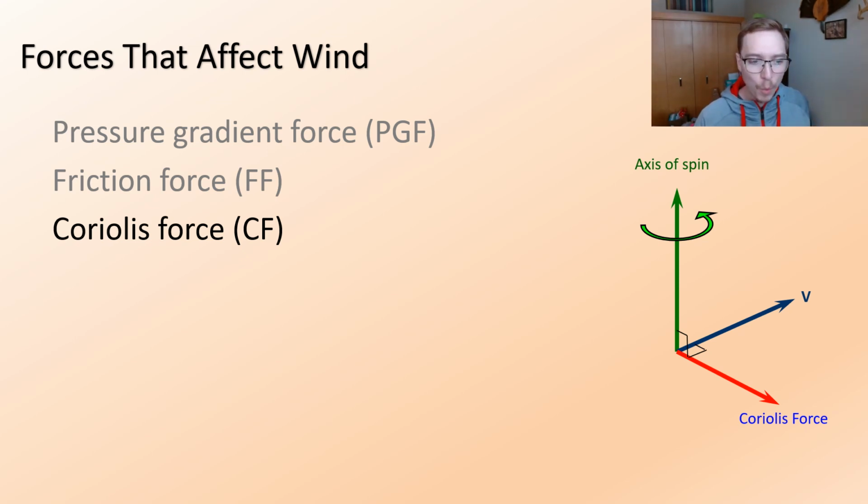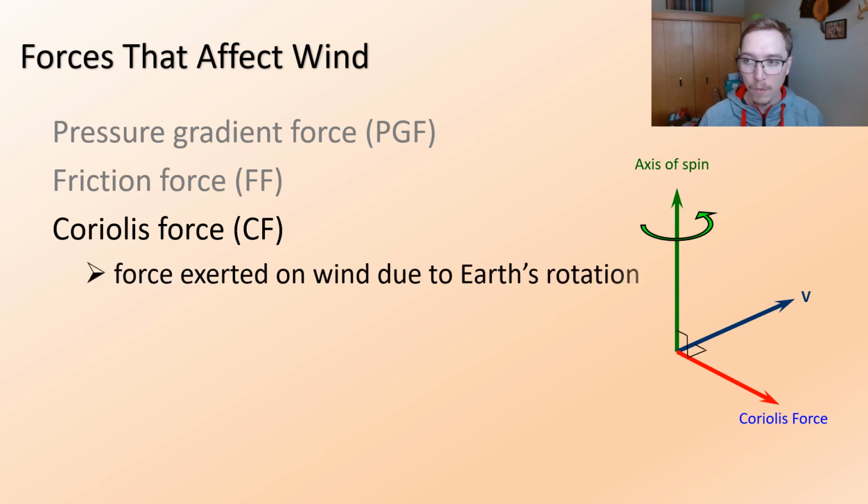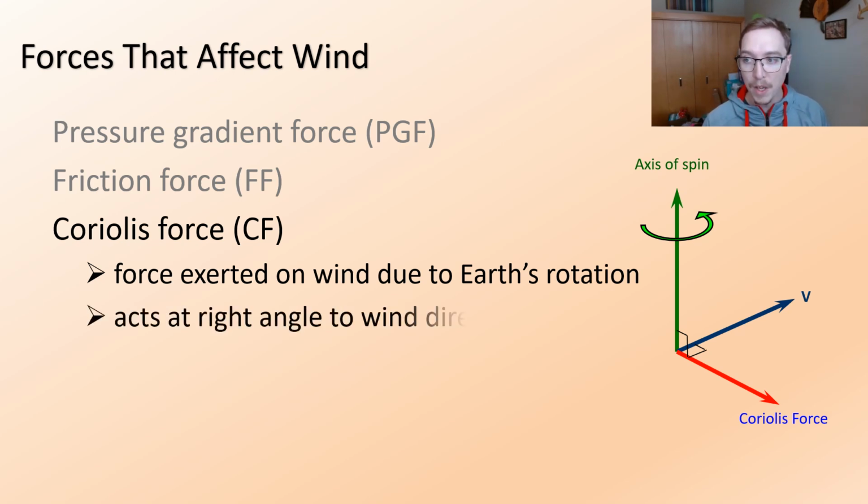Finally, we're going to talk about the Coriolis force. So this is the force exerted on wind due to the rotation of our planet acting at a right angle to the direction of wind. Wind does not cross isobars at right angles, given this force from rotation. The Coriolis force does not itself generate wind. It modifies the direction of airflow. In the northern hemisphere, winds are deflected to the right of their path of motion. In the south, they're deflected left of their path of motion.